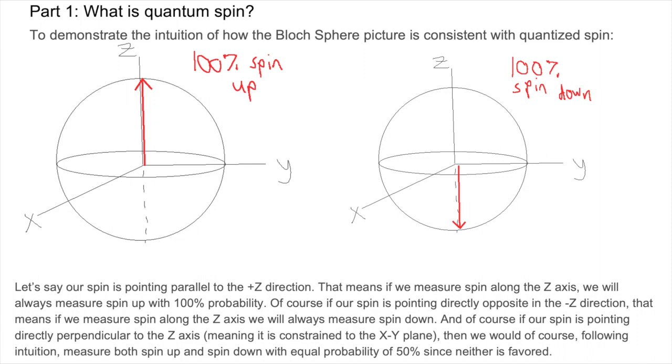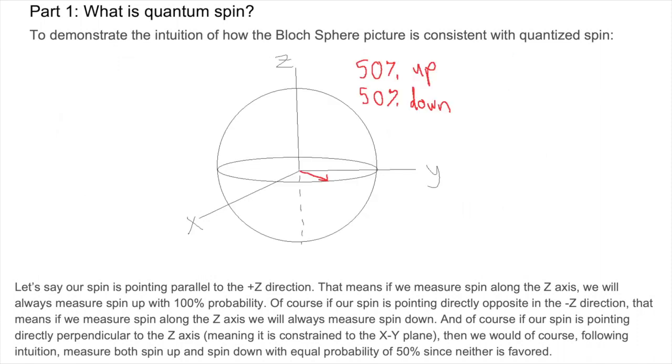Let's say our spin is pointing parallel to the plus z direction. That means if we measure spin along the z-axis, we will always measure spin up with 100% probability. Of course, if our spin is pointing directly opposite in the negative z direction, that means if we measure spin along the z-axis, we will always measure spin down.